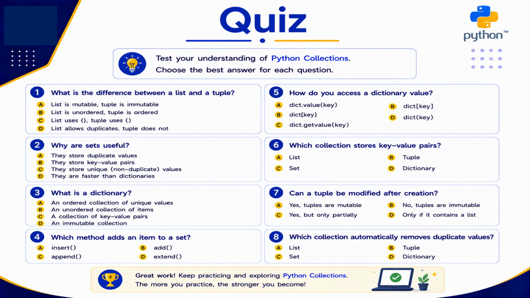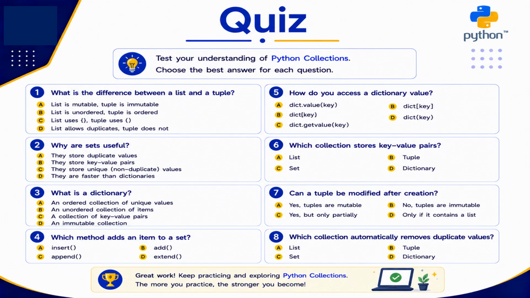So let's start. The first question is, what is the difference between a list and a tuple? Option A, list is mutable, but tuple is immutable. Option B, list is unordered, but tuple is ordered. Option C, list uses curly braces, tuple uses parentheses. Option D, list allows duplicates, tuple does not. Now take a moment to think, or pause the video and then think.